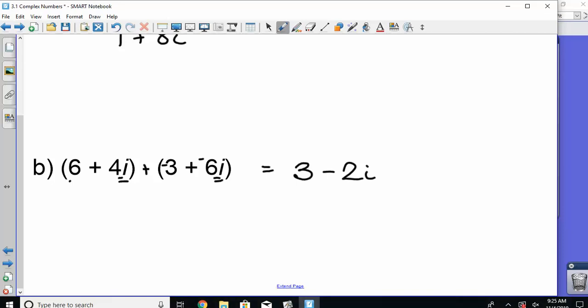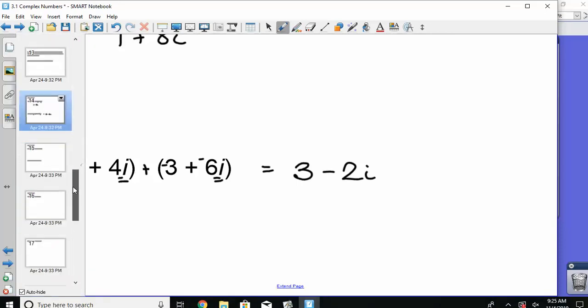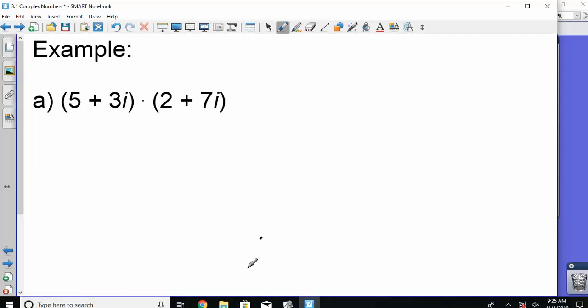Let's talk about multiplication. We'll do a few of these and then we will probably be done for today. I'm going to kind of jump ahead. Let's go to this one. Right. So looking at this, if I told you to multiply, you're going to do the same thing you would do if there were x's in there, which is what? FOIL.